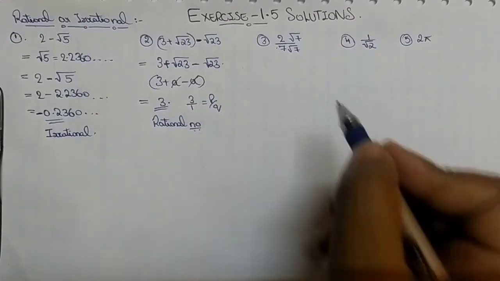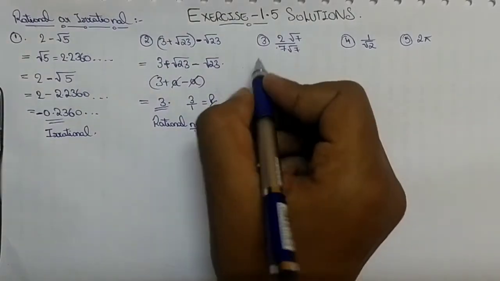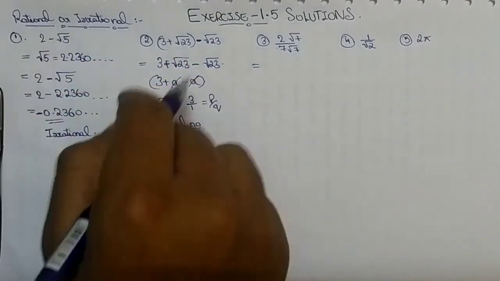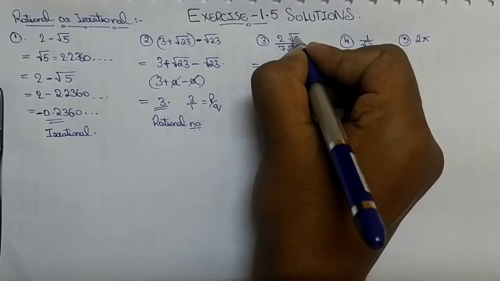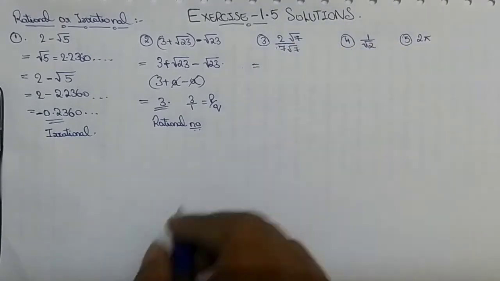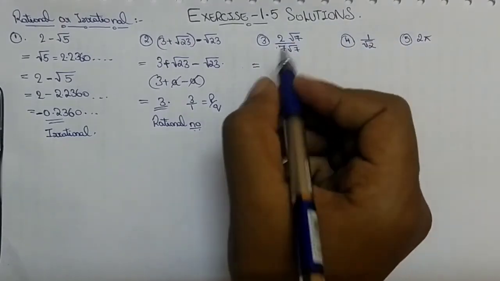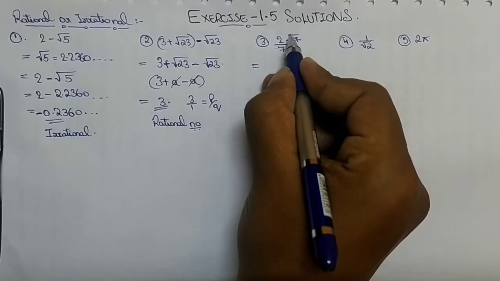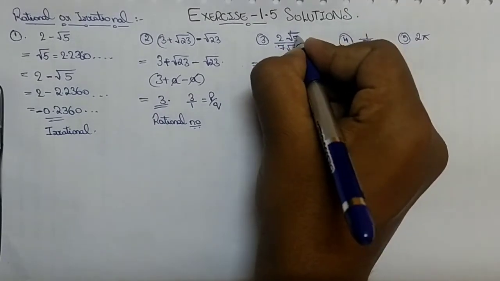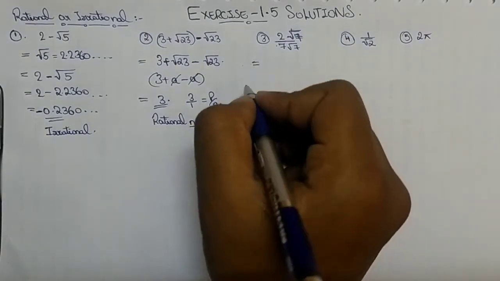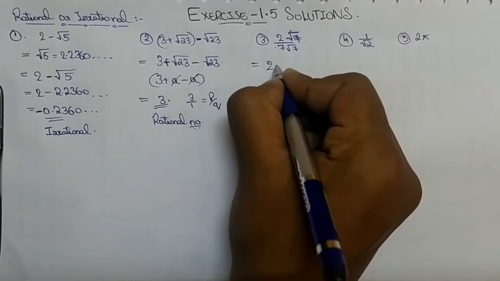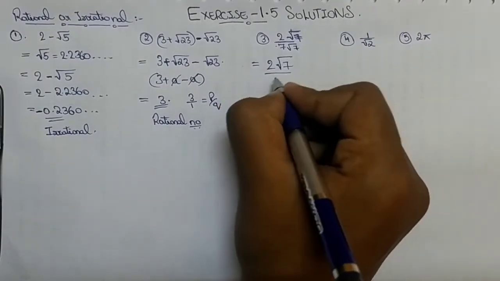Now coming to the third question. The third question is so simple when compared to the first and second questions. See, you can observe here, in the numerator of the third question, 2 is multiplied by the square root of 7. In the denominator, 7 is multiplied by the square root of 7. This is simple. I will write it for reference once again.